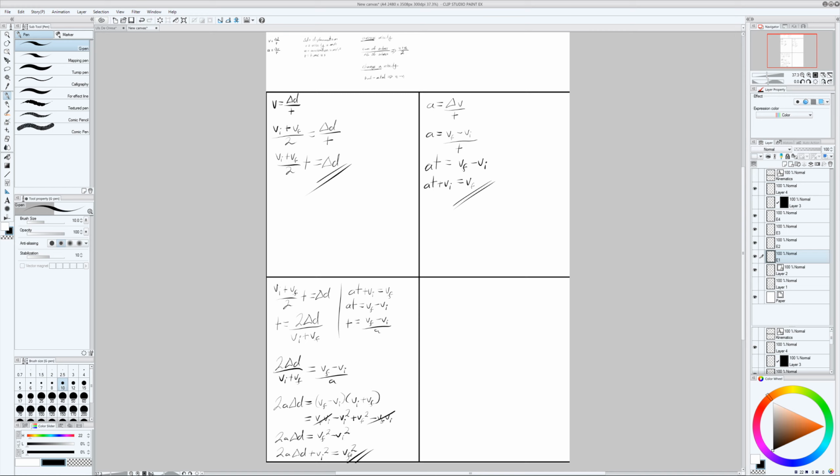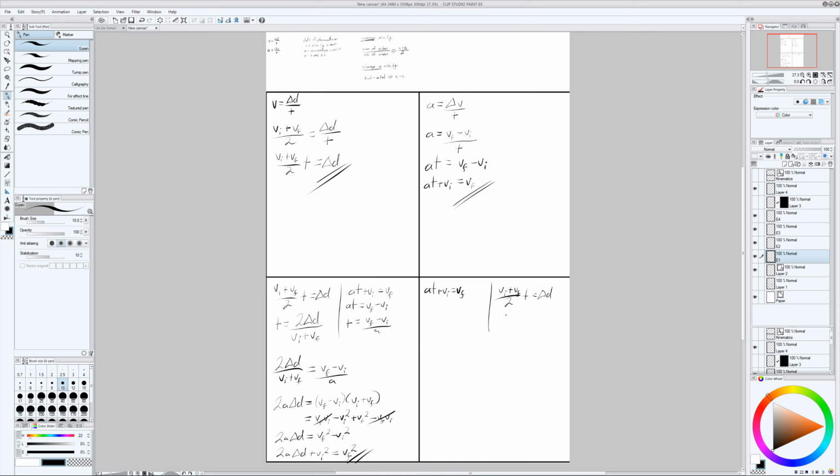Now we're going to ignore this last equation just because it has squares and stuff and it gets messy. Now this equation here, at plus Vi equals Vf, that's already got the subject being Vf. Therefore, we don't need to change that one. The other equation, however, we do need to change a little bit. So we have Vi plus Vf over 2 times t equals delta d.